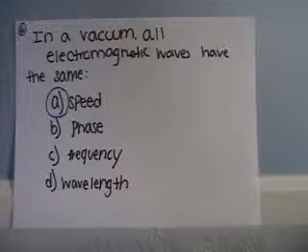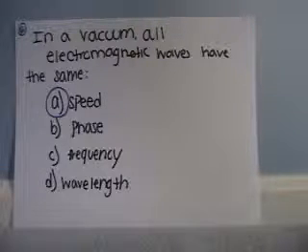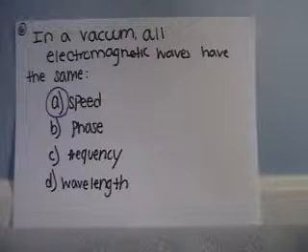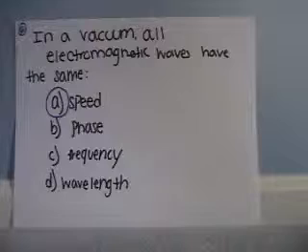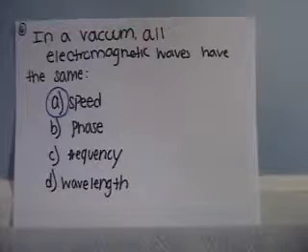Take a look at a sample question. In a vacuum, all electromagnetic waves have the same... The answer is speed because all waves traveling in a vacuum travel at a speed of 3 times 10 to the 8th meters per second.